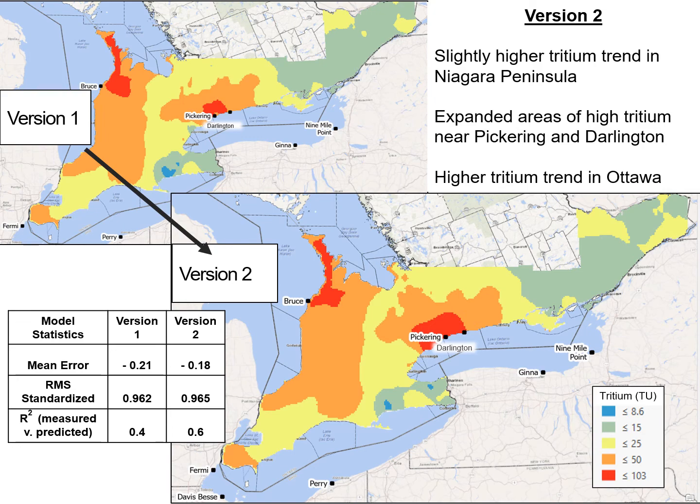So although the major trends remain, there are some key differences between the 2 versions. In version 2, we see that on the Niagara Peninsula, the areas of higher tritium in yellow are expanded. And near the Pickering and Darlington nuclear plants, we see the very high tritium area in red has also expanded. And near Ottawa, the higher tritium zone has also expanded. We see less green and more yellow. And the statistics for the model also improved for version 2, with the R² between measured and predicted going from 0.4 for version 1 to 0.6.